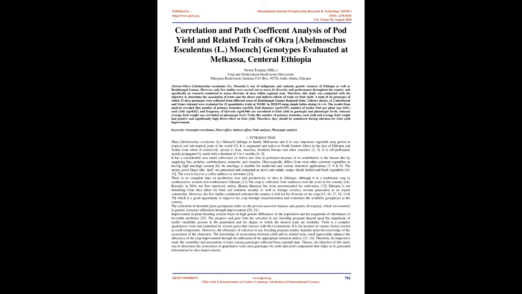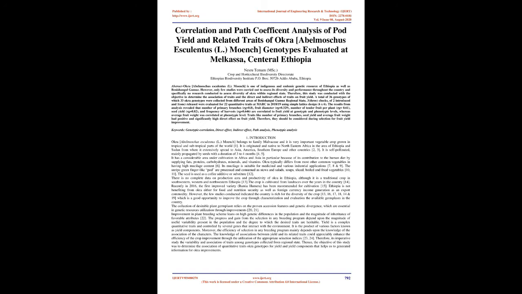Keywords: genotypic correlation, direct effect, indirect effect, path analysis, phenotypic analysis. 1. Introduction. Okra (Abelmoschus esculentus L. Moench) belongs to the family Malvaceae and it is a very important vegetable crop grown in tropical and subtropical parts of the world. It originated and is native to northeastern Africa in the area of Ethiopia and Sudan, from where it extensively spread to Asia, America, Southern Europe, and other countries.